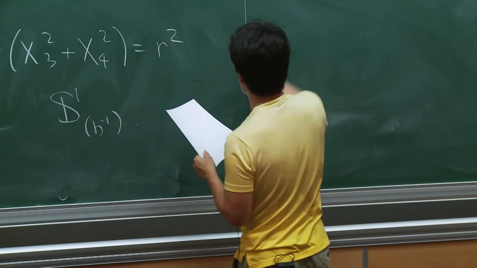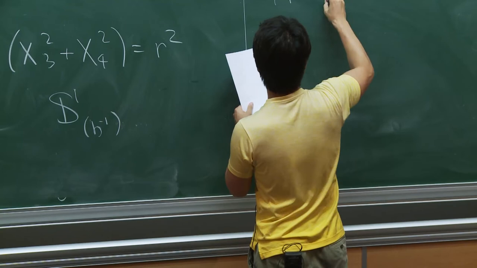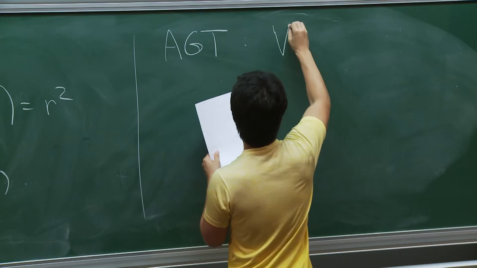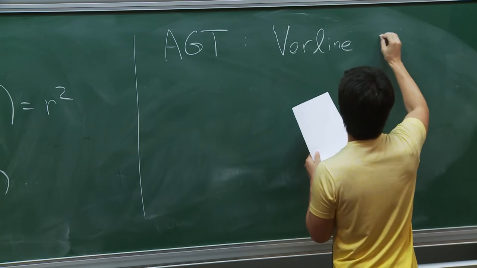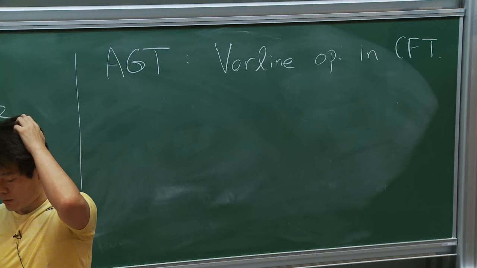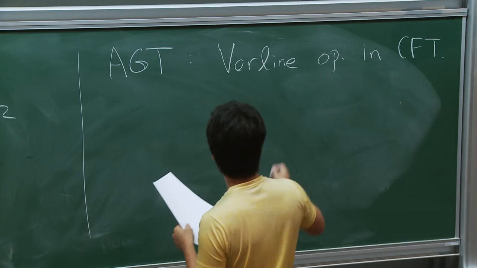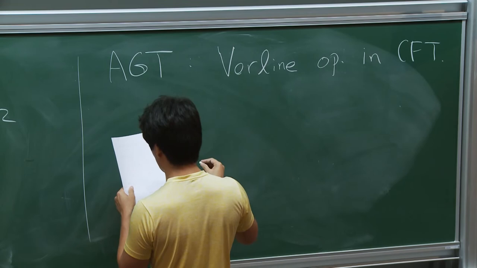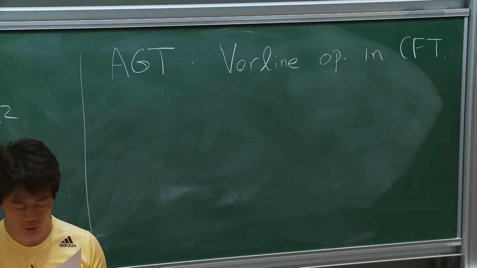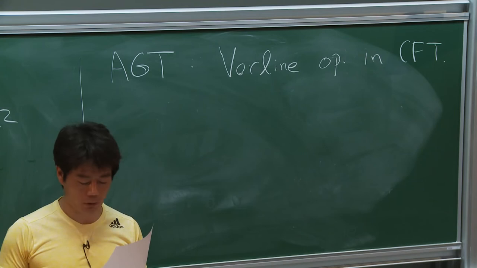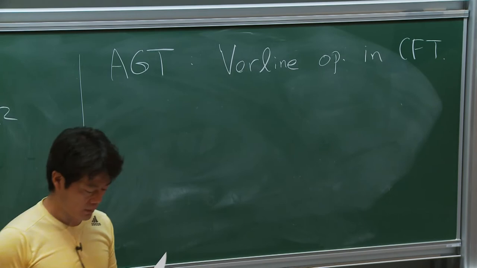Now I said you can use AGT for the computation of the loop operator expectation values on S4b, right? And this is because there is something called a Verlinde loop operator in CFT, for example, in Liouville and Toda theory. I'm not going to explain what it is, but you can use this gadget to compute the expectation value of line operators. This was done for Liouville by Drukker, Gomis, Okuda, and Teschner, and also by Alday, Gaiotto, Gukov, Tachikawa, Verlinde, and for the Toda theory, the calculation was done by Gomis and Le Floch.